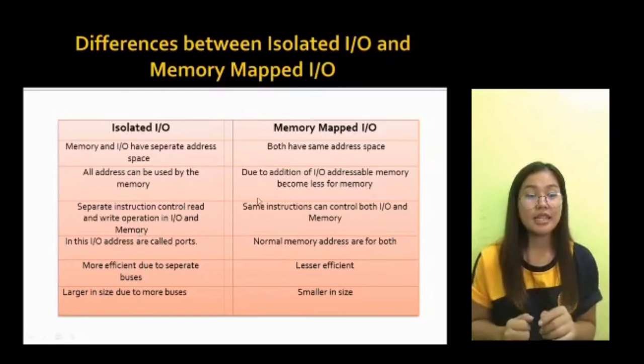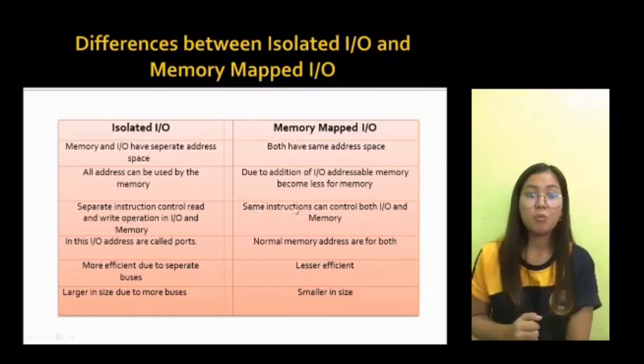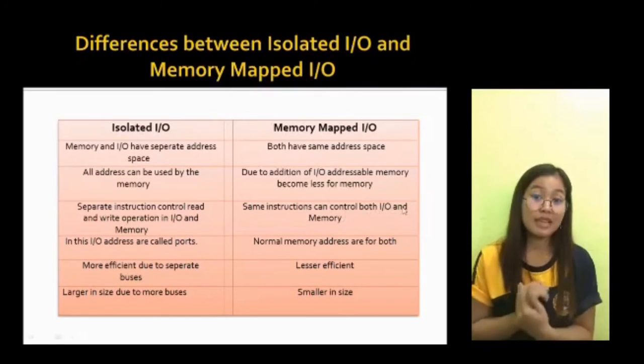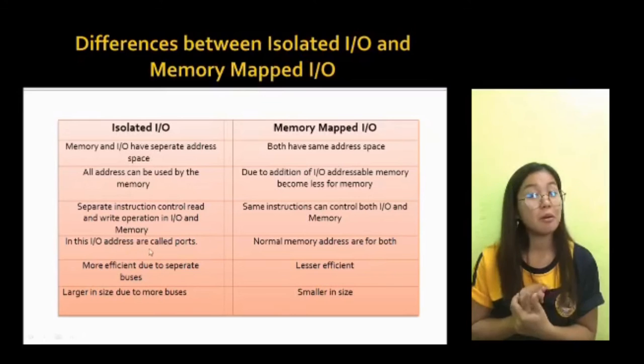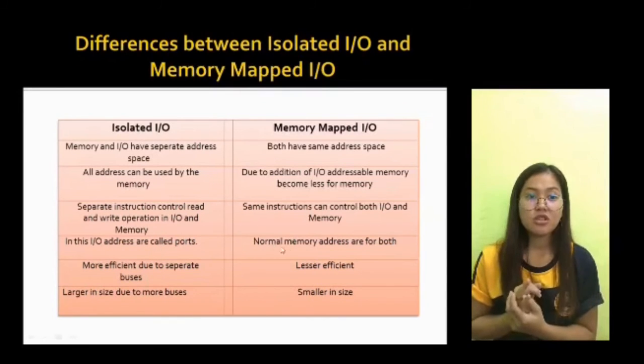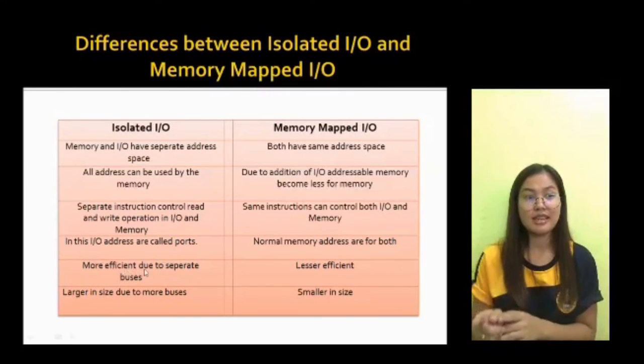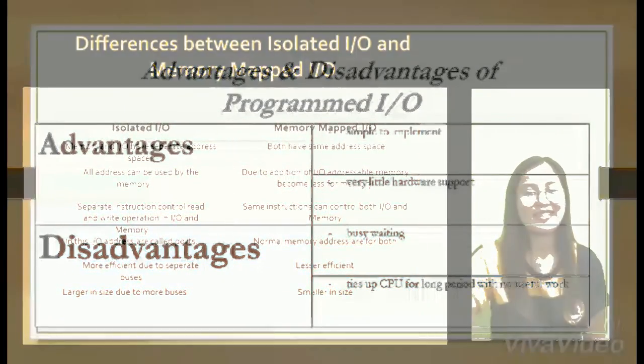While on the other hand, in memory mapped I/O, both have the same address space. Due to the addition of I/O, the addressable memory becomes less for memory. The same instructions can control both the I/O and memory. And normal memory addresses are used for both. Memory mapped I/O is less efficient and smaller in size, unlike isolated I/O. So that's all. Thank you.